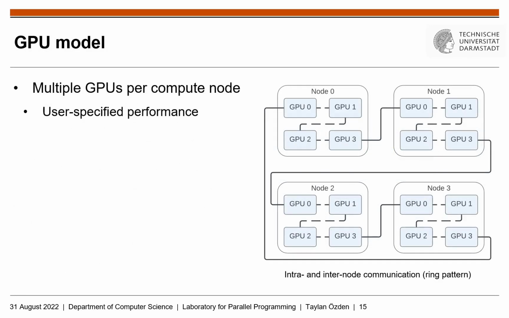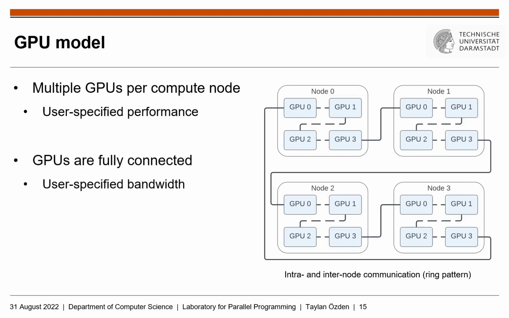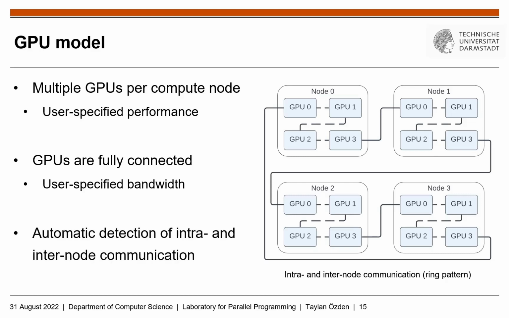We also have support for GPUs, and our GPU model consists of multiple GPUs per compute node with a user-specified performance. All GPUs on the nodes are fully connected with a user-specified bandwidth. And what ElastiSim provides is automatic detection of intra and internode communication. If you look at the right side, this is an example where the GPUs are communicating in a ring pattern. And with dashed lines, you can see that these are representing intranode communication, and solid lines, they represent internode communication.